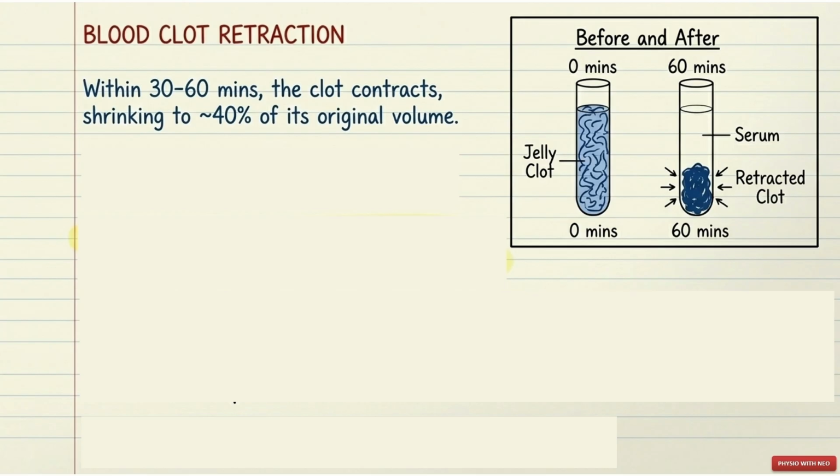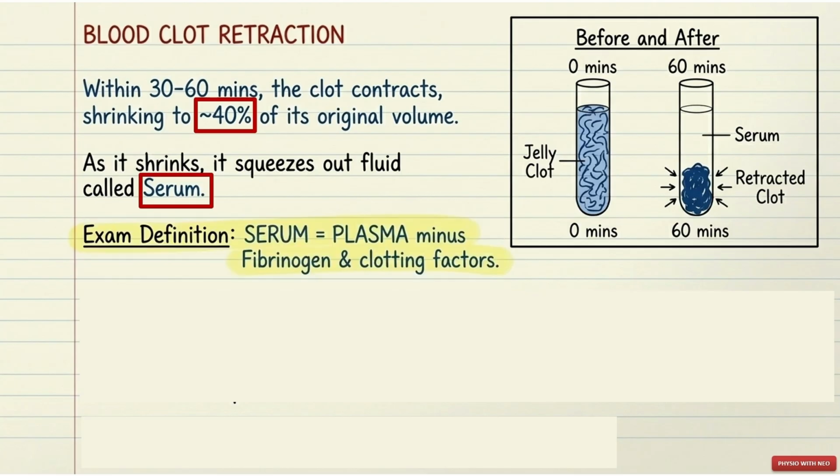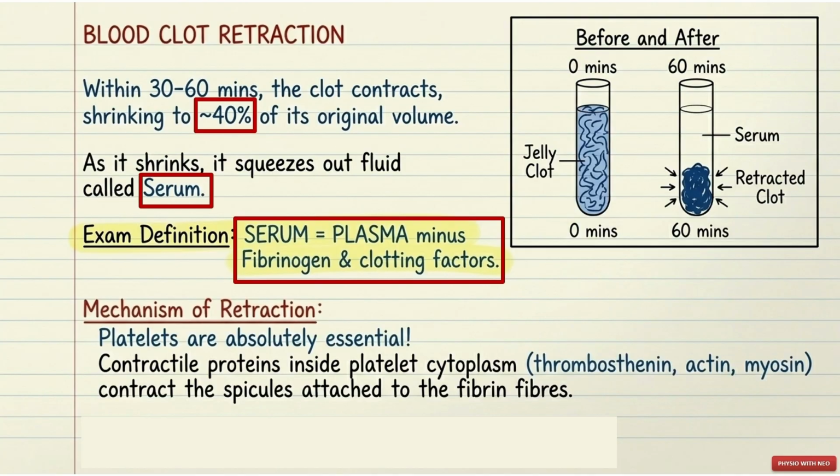After clot formation, the clot shrinks, and this is called blood clot retraction. Within 60 minutes, this clot contracts to 40% of its original volume. As it shrinks, it squeezes off the fluid. This is called serum. Important Viva question. What is a serum? So serum is plasma minus fibrinogen and clotting factors. What is the mechanism of action of retraction? Here the platelets play an important role.